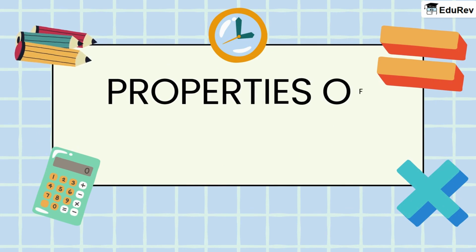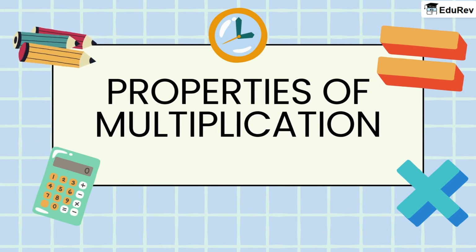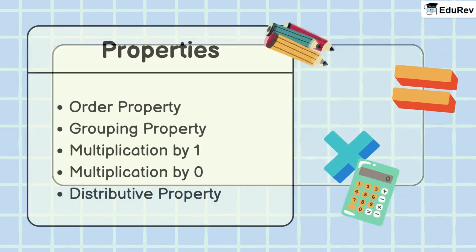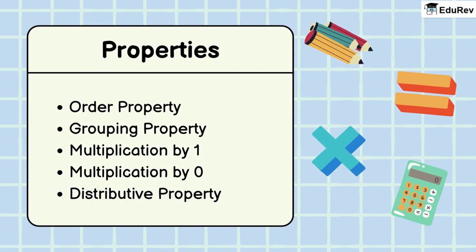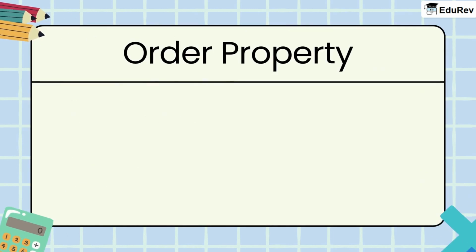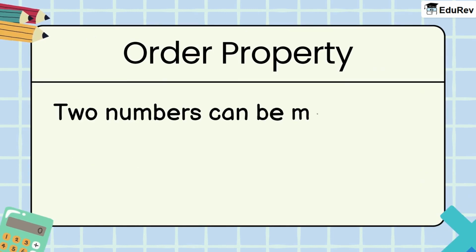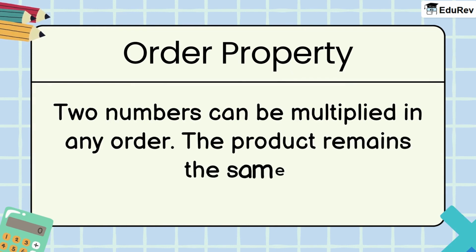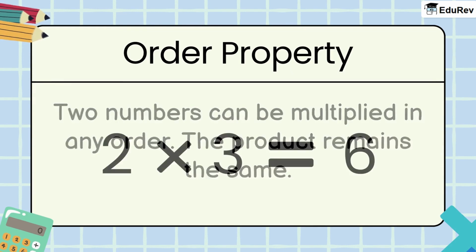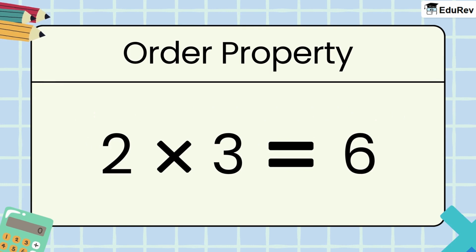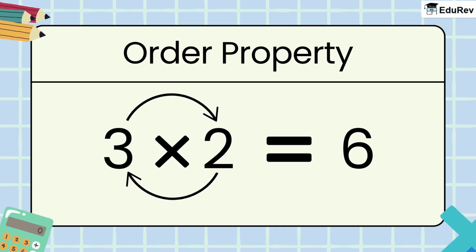Now, let's learn about some facts or properties of multiplication. There are 5 main properties of multiplication which are as follows. First is the order property. 2 numbers can be multiplied in any order. The product remains the same. For example, 2 times 3 equals 6. Now if we change the order, it becomes 3 times 2, which is again 6.